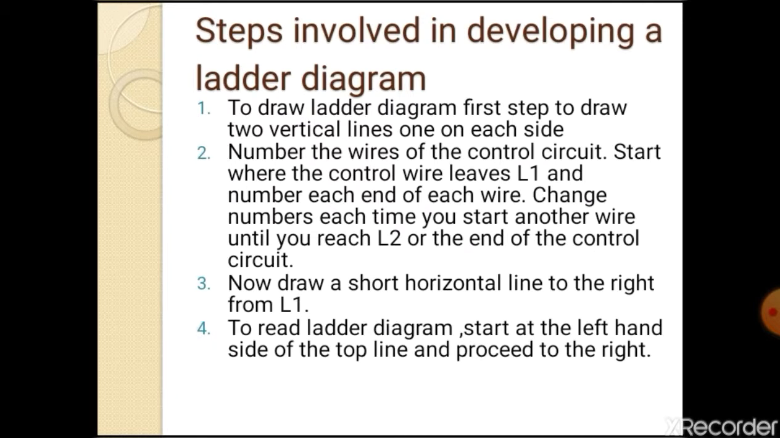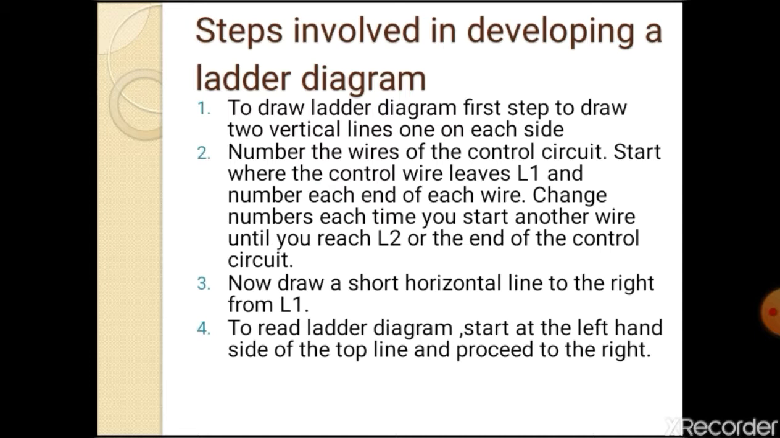Now we'll move to steps involved in developing a ladder diagram. To draw a ladder diagram, the first step is to draw two vertical lines, one on each side. Second is to number the wires of the control circuit. Start where the control wire leaves L1 and number each end of each wire. Change numbers each time you start another wire until you reach L2 or the end of the control circuit.